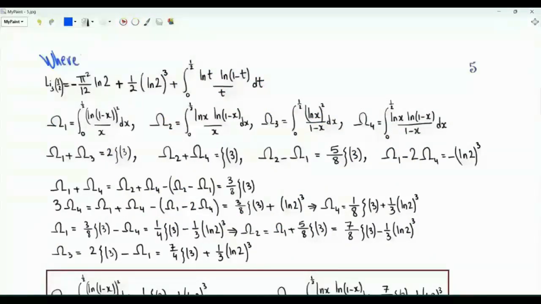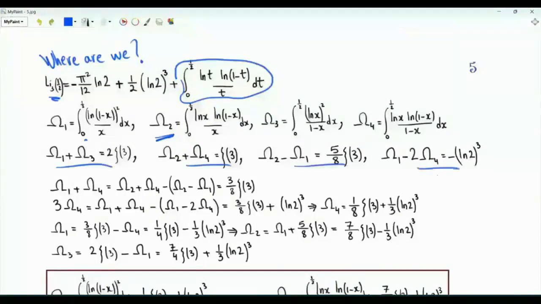Let's summarize our results. To get our special value trilogarithm identity, we found that we need to obtain the trilogarithm of 1/2. The trilogarithm of 1/2 requires that we evaluate this integral here, which is omega 2. Rather than attacking the integral directly, we handled 4 integrals at the same time. We obtained 4 linear equations in 4 unknowns. If we take this result minus that one, omega 2 is cancelled, and we get omega 1 plus omega 4 is equal to 3/8 of zeta of 3.